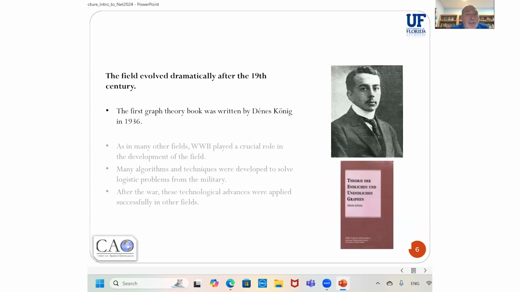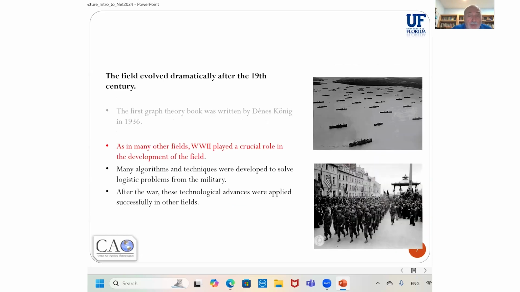And amazingly, the first book was written only in 1936, not many years ago, by Kőnig. That was the first book in graph theory, a very interesting book, even by today's standards. And later on, we had World War II, and unfortunately, wars many times generate a lot of good ideas as a consequence, because you have to solve many problems.